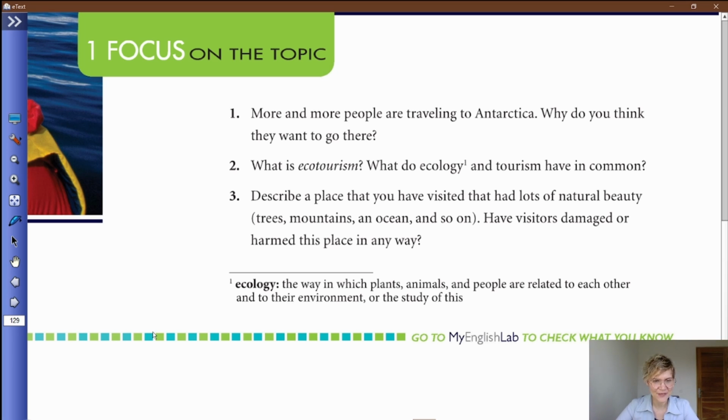Have visitors damaged or harmed this place in any way? Just think about Bali then. Do you think that the tourists that come to Bali in a way harm our nature here in Bali or in other places of the world?